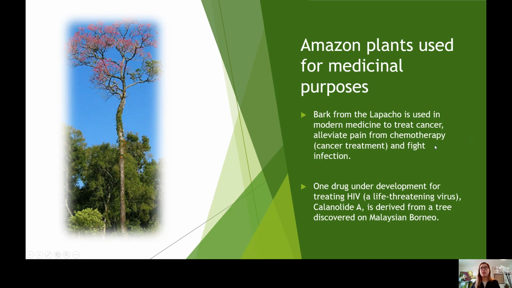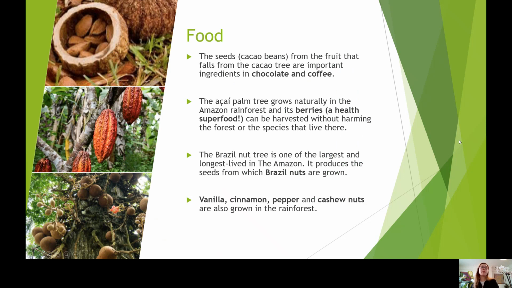So this picture here is a picture of the amazing lapacho tree. Food. The seeds from cacao beans, so the fruit that falls from the cacao tree, are important ingredients in chocolate and coffee. Think about your advent calendar or chocolate that you eat. It might come from the Amazon rainforest.